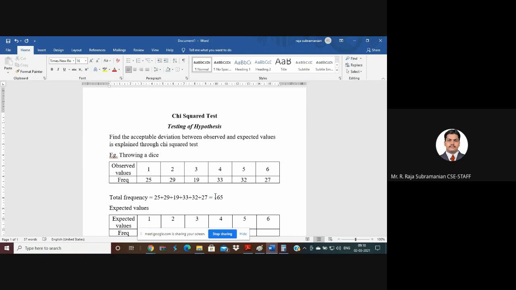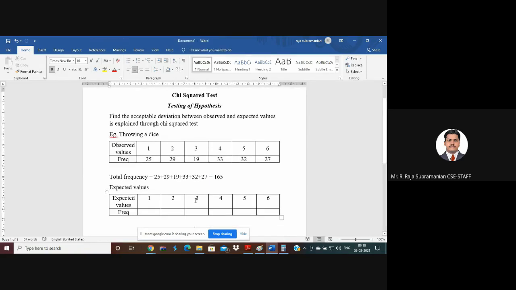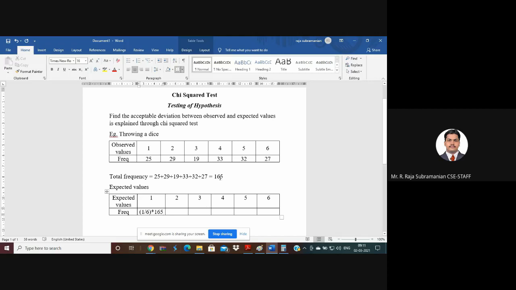If I have 165, what is the probability of getting 1? How can I calculate this? Can I calculate it as 1 by 6 into 165? Each thing should have a probability of 1 by 6, so 165 should be equally divided among each of the individual terms. So what I can do is make it without decimals.